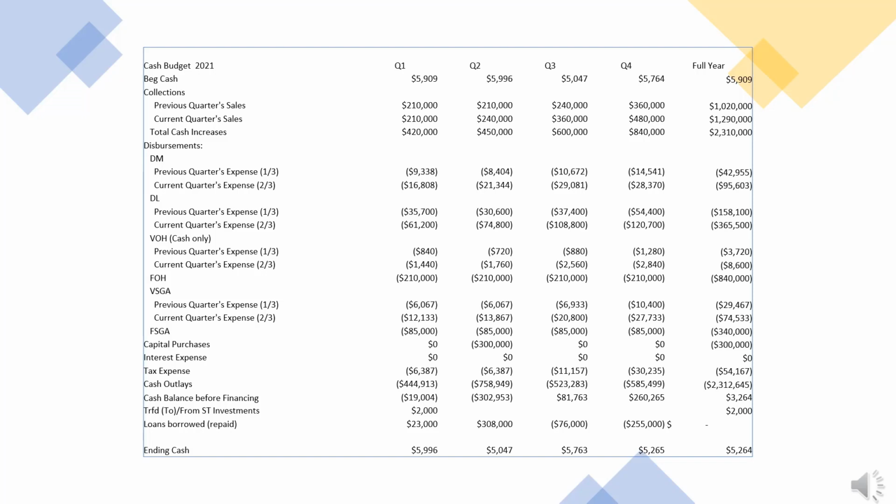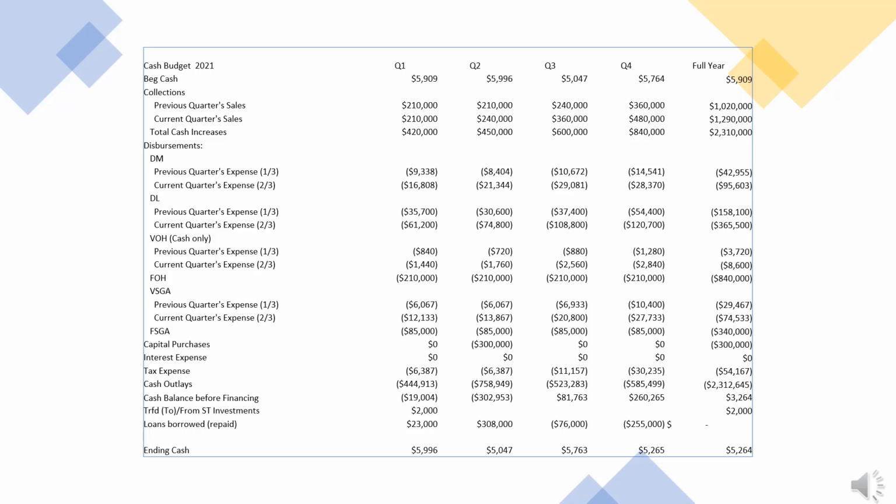In this case, we had to borrow $308,000 more in Q2 to get us back in our target cash position. And in this quarter, Q3, we end up with a surplus of cash, and we're able to pay down our loan a little bit. We've got $81,000 in cash before financing. We want to hold $5,000 back and pay down $76,000 from our loans.